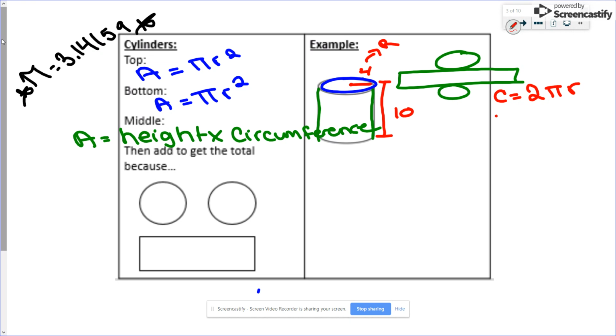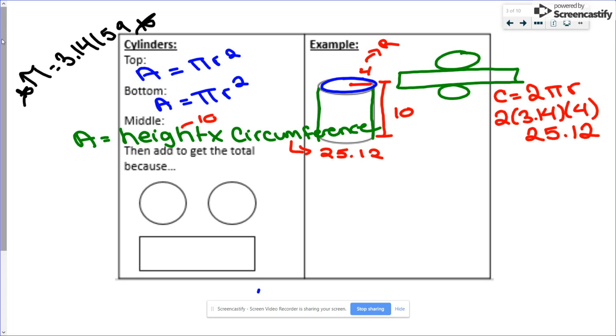So I am going to do 2 times 3.14 times 4. And I get 25.12. So now I know my circumference. And I know my height is 10. So what I can do is multiply the 2 together. 10 times 25.12 is equal to 251.2. I'm going to circle this so we don't forget about it.